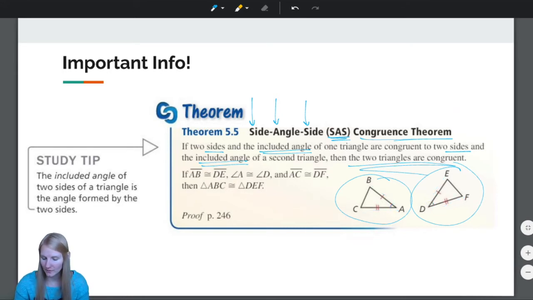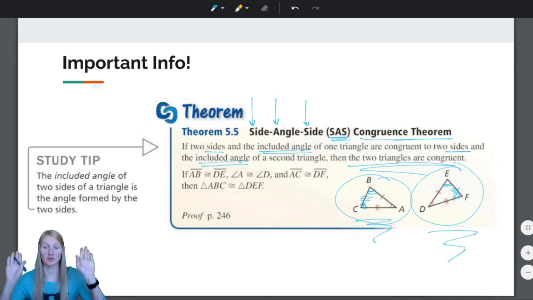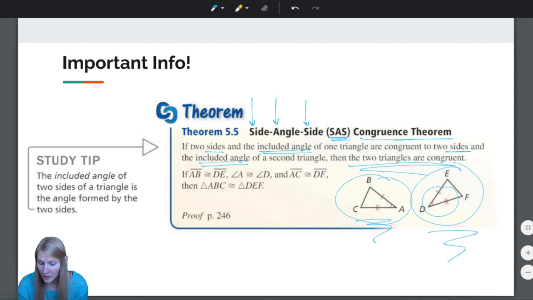So if two sides and the included angle of one triangle are the same as two sides and the included angle of another triangle, then we know all the other angles are going to be the same, and we know that all the other sides are going to be the same. We know these triangles will be congruent just by knowing side, angle, side.